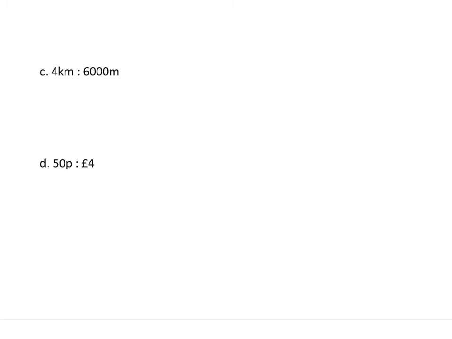Now for C, I'm going to convert 4 kilometers into 4,000 meters because for every 1 kilometer there's 1,000 meters, to 6,000 meters. I will simplify this by 2,000. And if it takes you multiple steps, that's fine. It's just like working with fractions. So 4,000 divided by 2,000 gives you 2. 6,000 divided by 2,000 gives you 3. Your ratio is 2 to 3. So for every 2 meters, there are 3 meters, depending on what the story is.